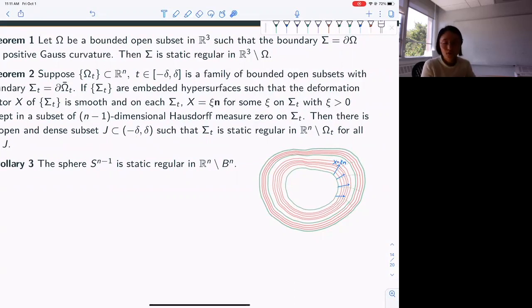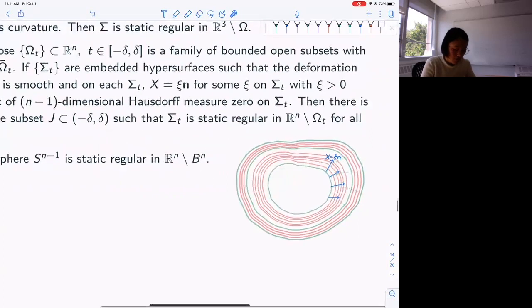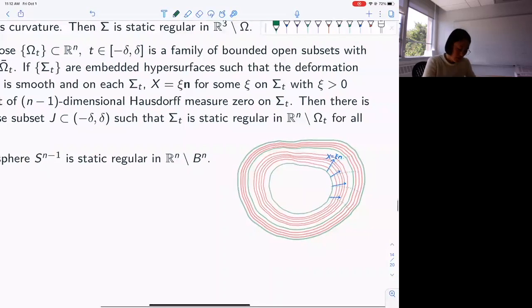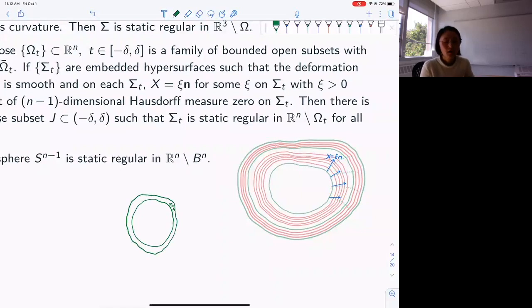This good interval is open and dense, which means, like in this picture, we have a family of surfaces, where the good, static regular surfaces are the red ones, and bad, singular surfaces might only be discrete points in this interval. From another aspect, if we have a surface in Rn that happens to be bad, not static regular, then we can always perturb this surface along the unit normal direction a little bit, and it will become a good surface.